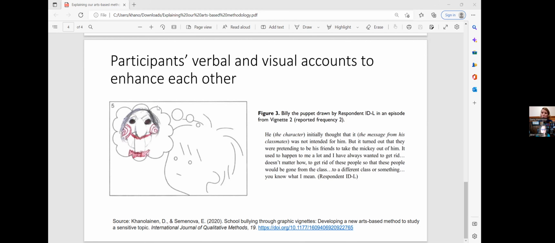And so once you see this component, the words, I have always wanted to get rid of these people, doesn't matter how, of course start sounding different once you see this visual. So it's just an example of how verbal and visual accounts can enhance each other.